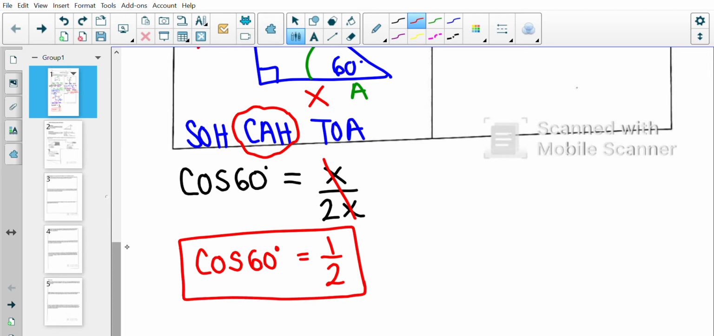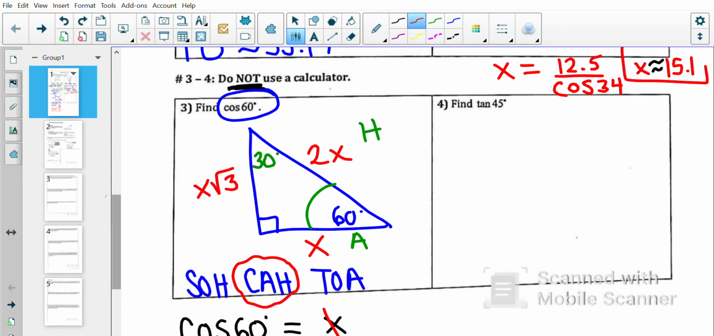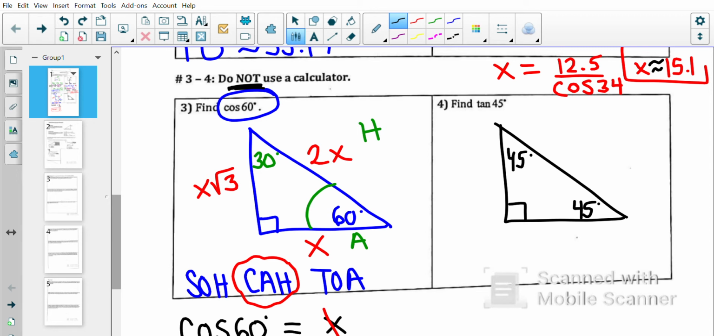All right, let's move on to the last do now problem, the tangent of 45. So we're going to make a right triangle once again. One angle is 45, and we know the sum of the angles has to add up to 180, so the last angle also has to be 45. We know in a 45, 45, 90 triangle, opposite the 45s are x, and opposite the 90 is 2x.